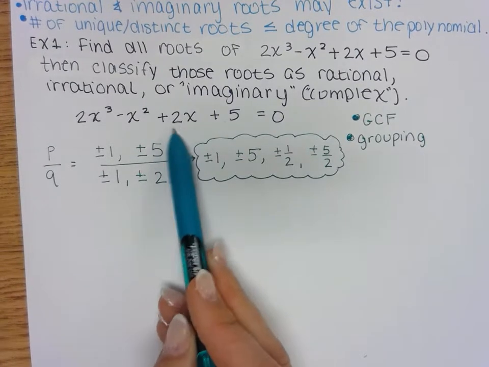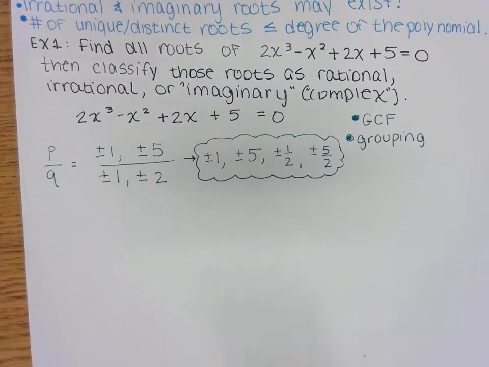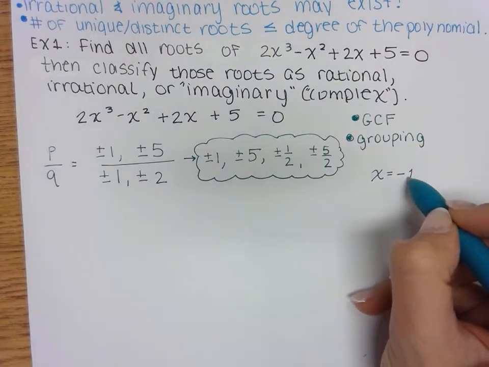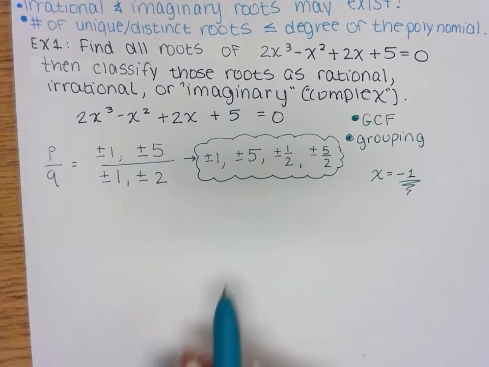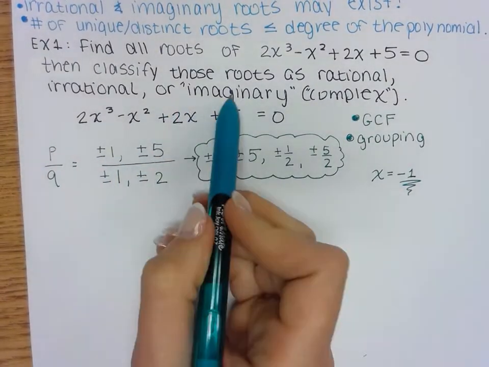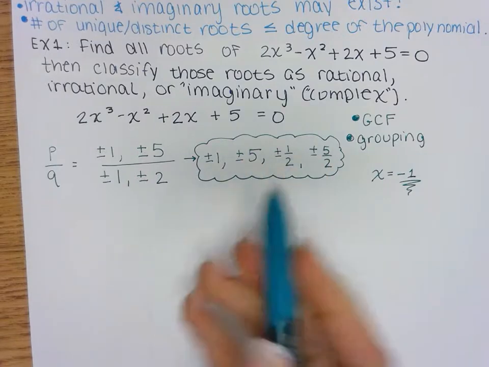Minus 2 is negative 5, plus 5 is 0. So negative 1 works. All right, well, one of my roots is x equals negative 1. That's one of my roots. I'm going to use that to help me get 2 more roots. Again, they could be imaginary, irrational, or they could be rational. We're going to find out.